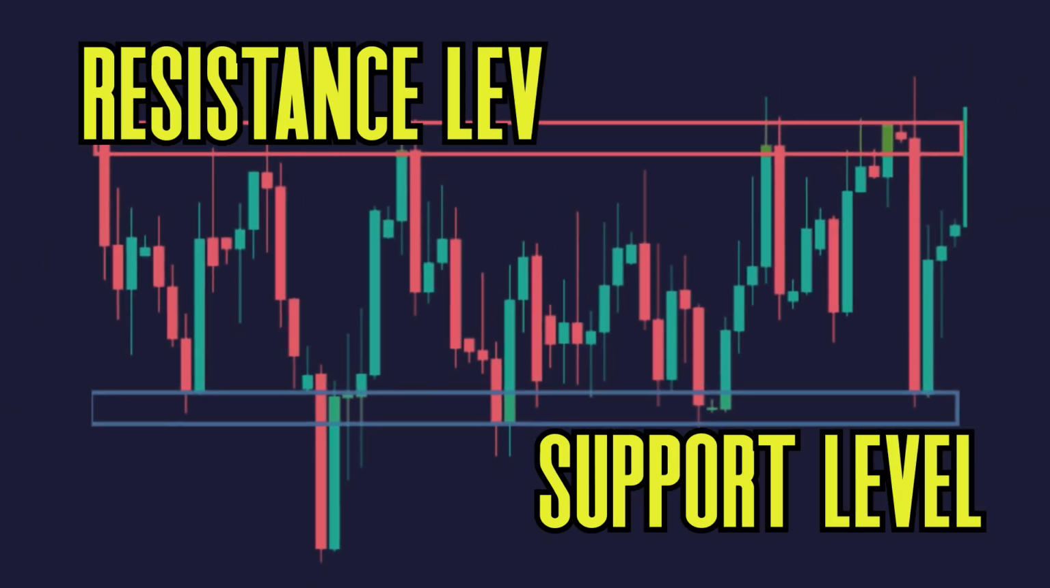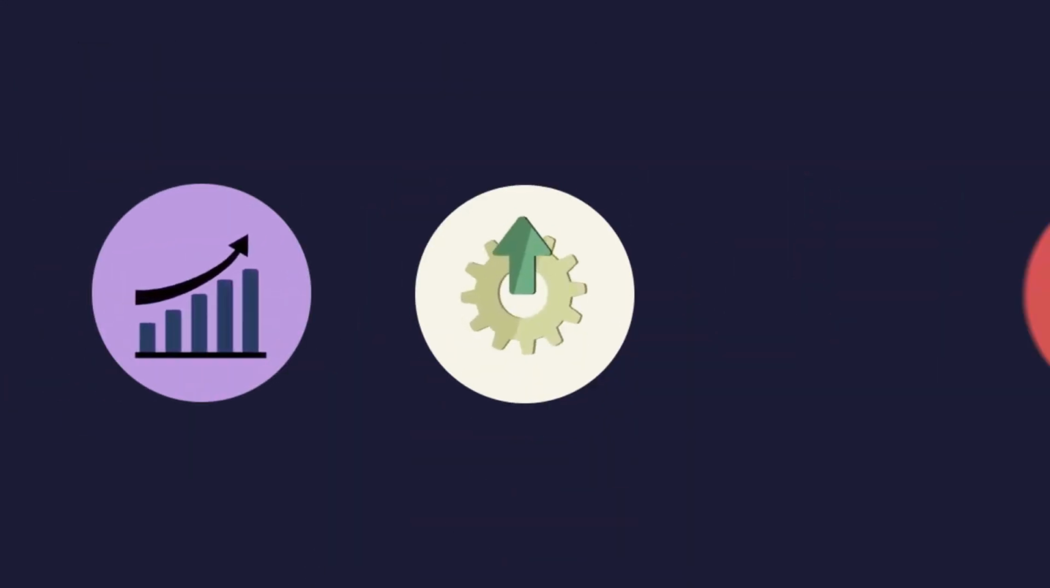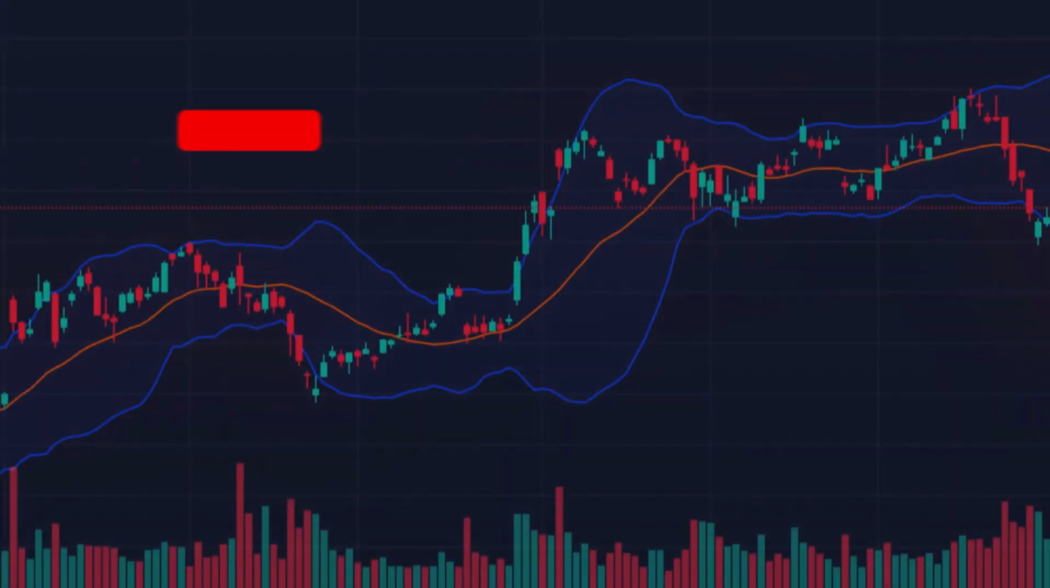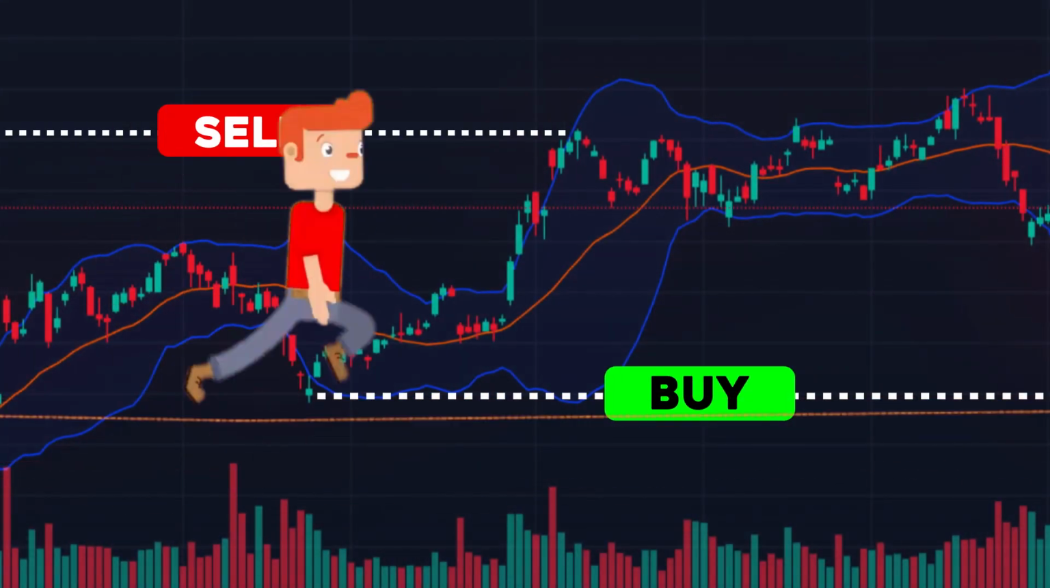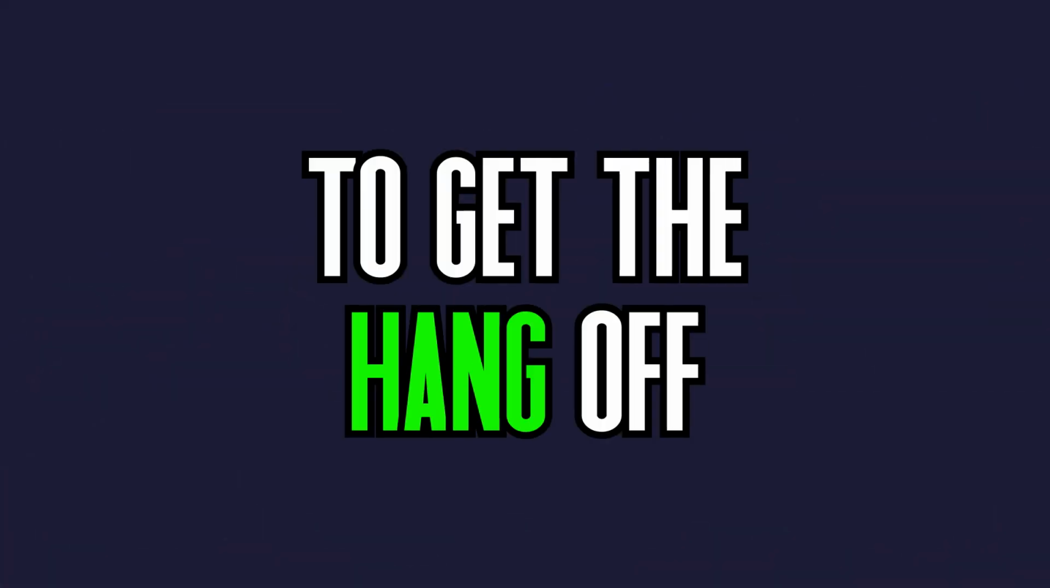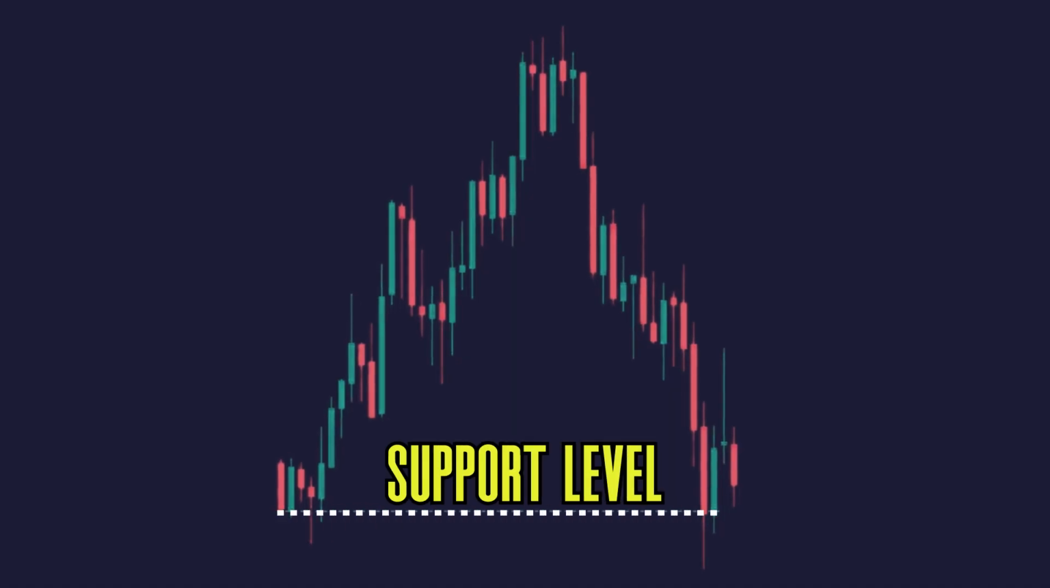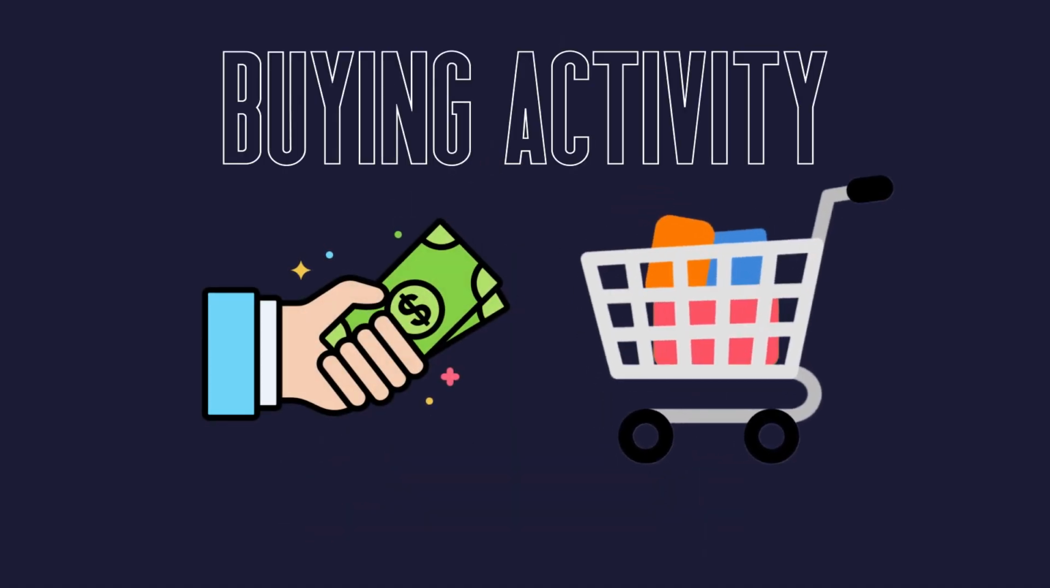Support and resistance levels are among the most popular technical indicators to find the perfect time to enter and exit a trade, and are probably one of the easiest to get the hang of. Support is like those areas on the chart where there's a ton of buying activity.